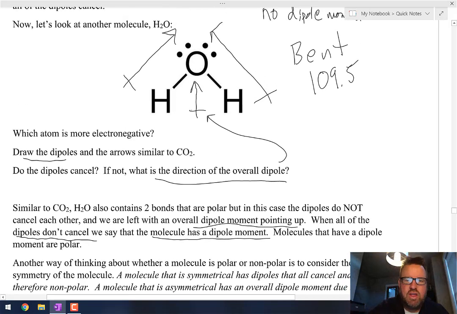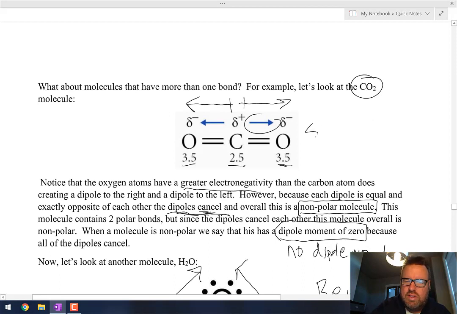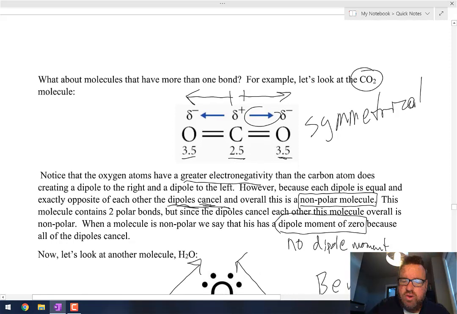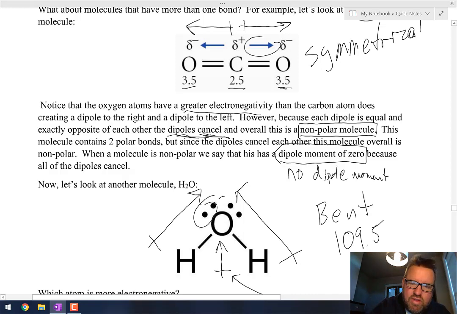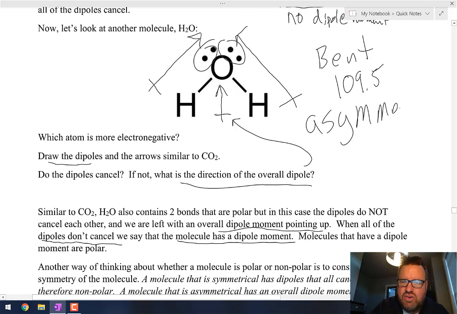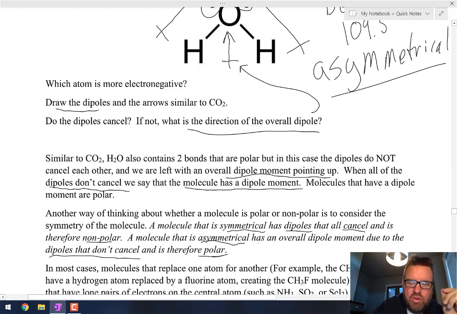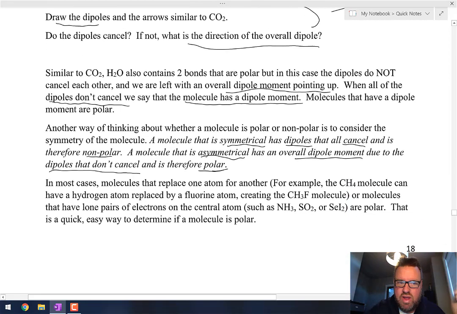Okay, one of the great ways to think about this as well is to think about the word symmetry. In this case, CO2 is symmetrical, and when we say symmetrical, we mean that the dipoles are going to cancel. With water, because you've got the lone pairs up here, water is not symmetrical. The correct way to say that is that water is asymmetrical. So a molecule that is symmetrical means that the dipoles cancel and is therefore nonpolar. If it's asymmetrical, it means that the dipoles don't cancel and therefore it is polar, and it does have an overall dipole moment. It means it's unbalanced, right?